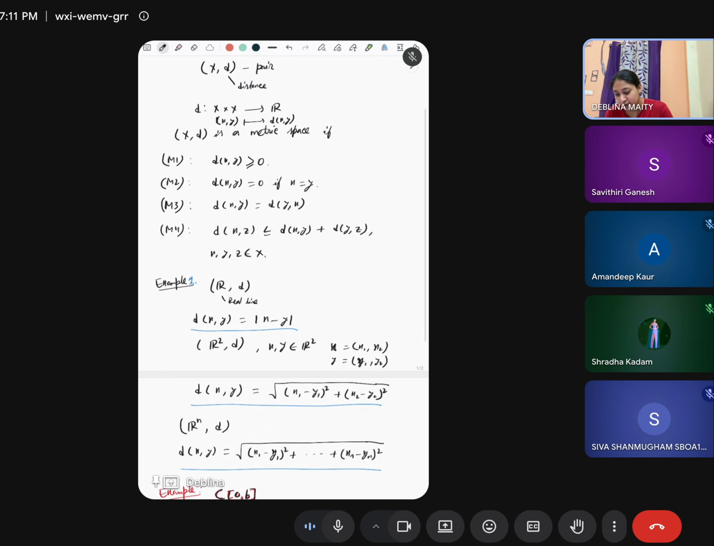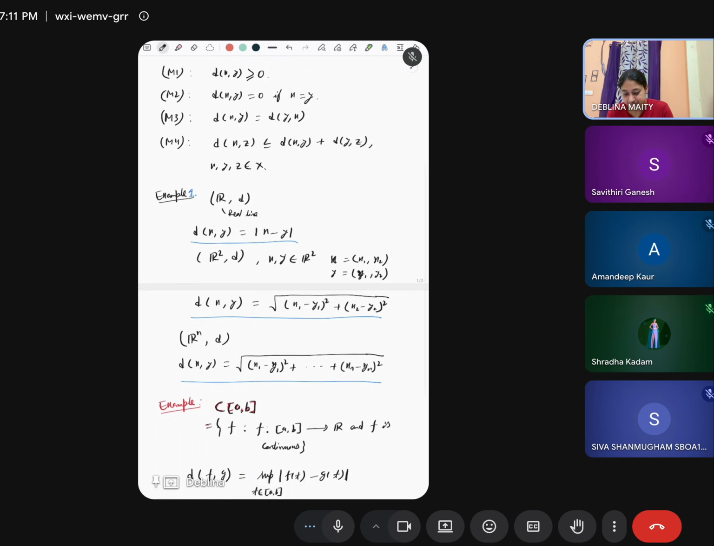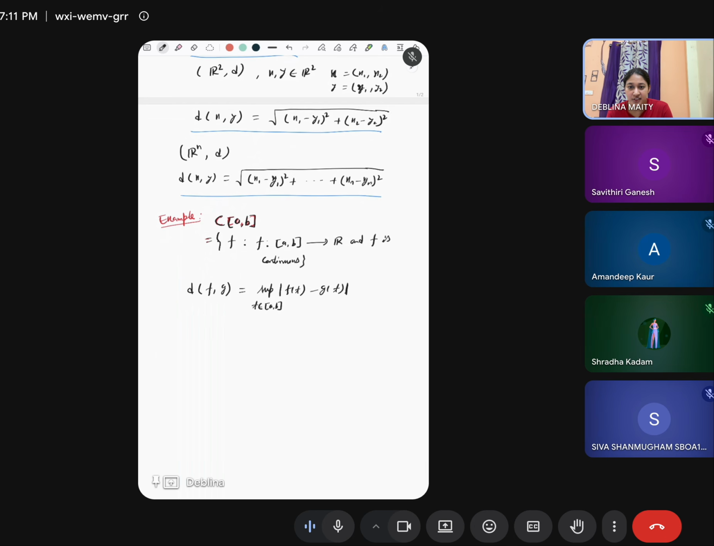For the second one, d(x, y) is 0 if and only if x equals y. If f and g are equal, then d(f, g) is 0. But for the converse part, suppose d(f, g) is 0. This means the supremum of |f(t) minus g(t)| is 0. Now the modulus of something is always greater than or equal to 0, and the supremum value is 0. This means for every t it is 0. So this implies f(t) minus g(t) equals 0 for all t belonging to [a, b].